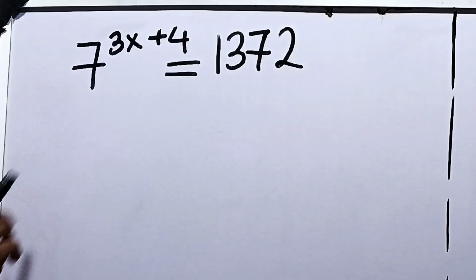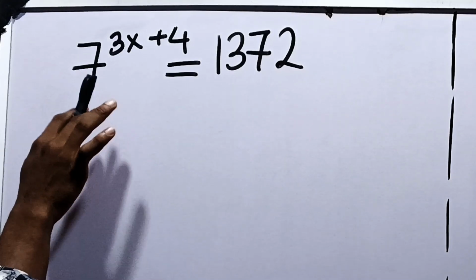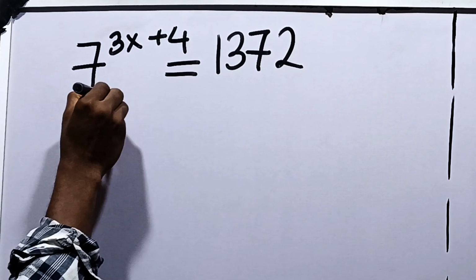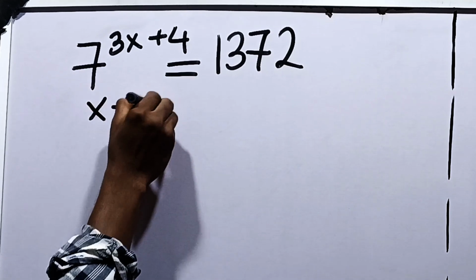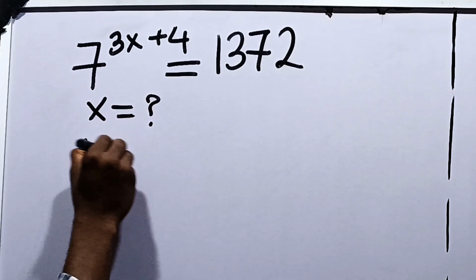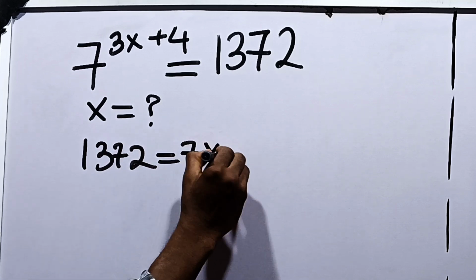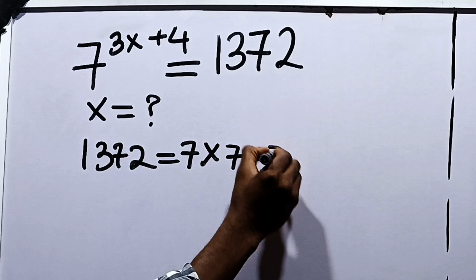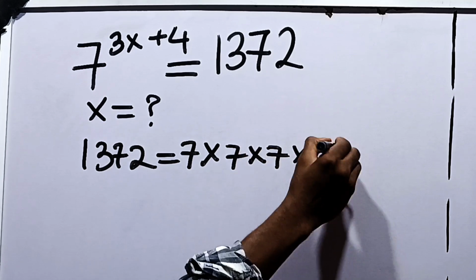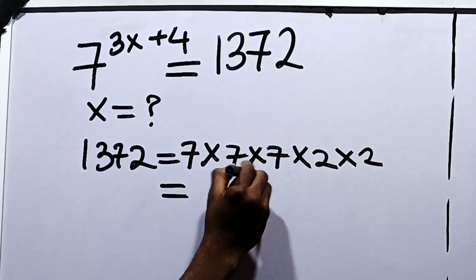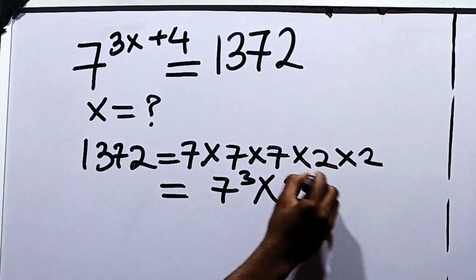Let's solve this together. It says 7 raised to the power 3x plus 4 is equal to 1372. We are required to solve for the value or values of x in this question. First things first, you can say that the multiples of 1372 include 7 times 7 times 7 times 2 times 2. So this is equal to 7 raised to the power 3 times 2 squared.